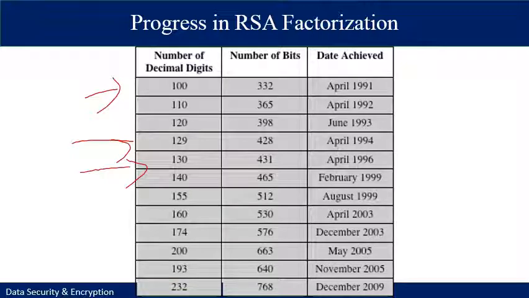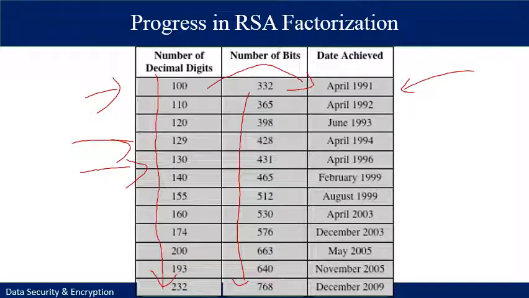As you can see, the number of decimal digits has been increasing over the years, and the number of bits has also been increasing, and the date is specified when each of the ciphers was decrypted using the attacks presented in the last slide. So a 232 digit decimal number RSA was factored at the end of 2009.